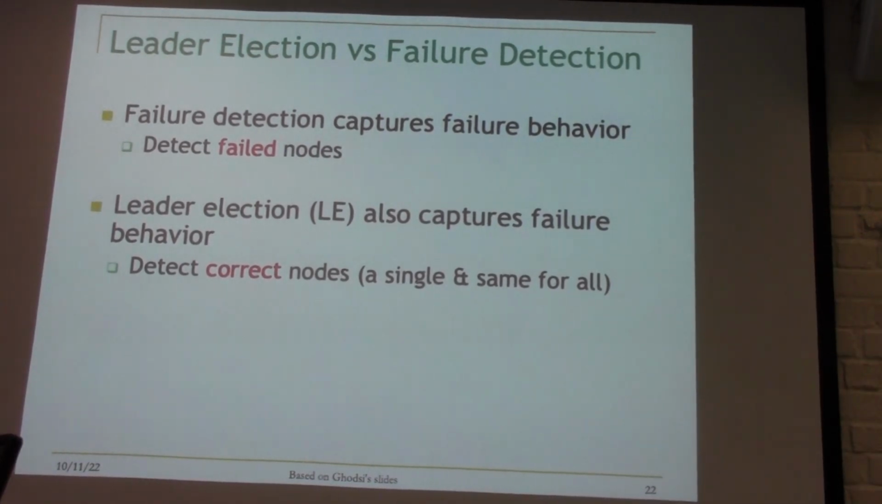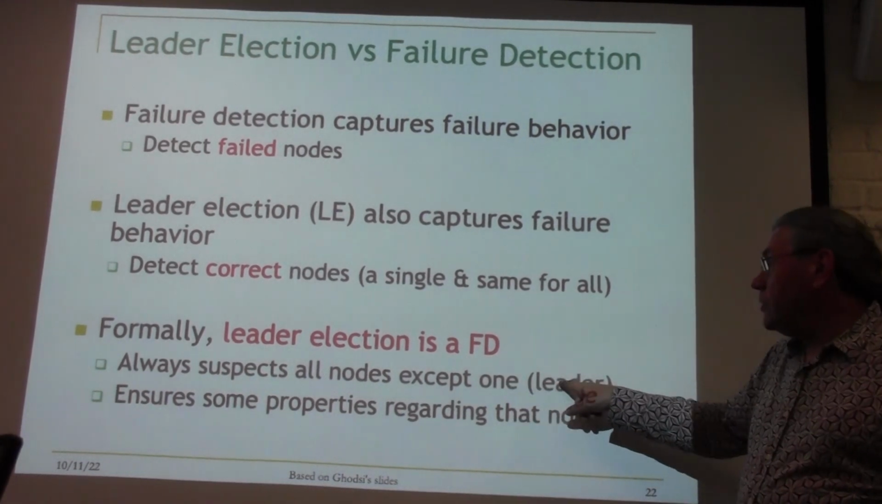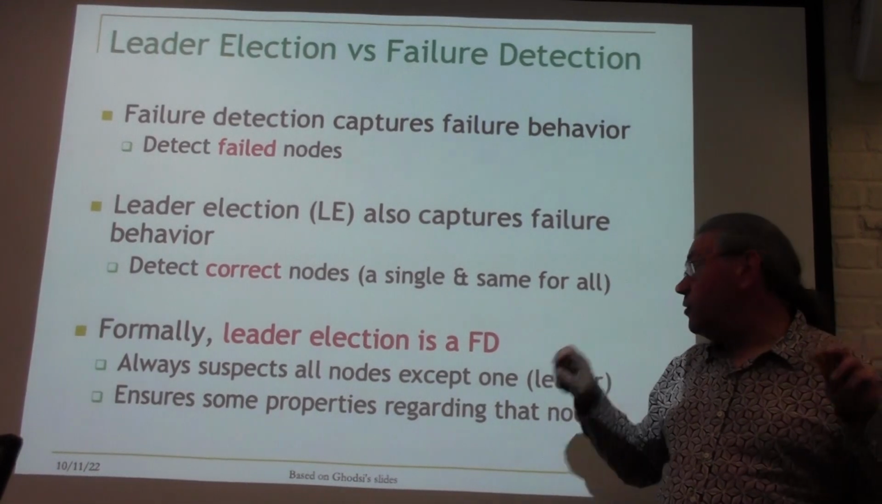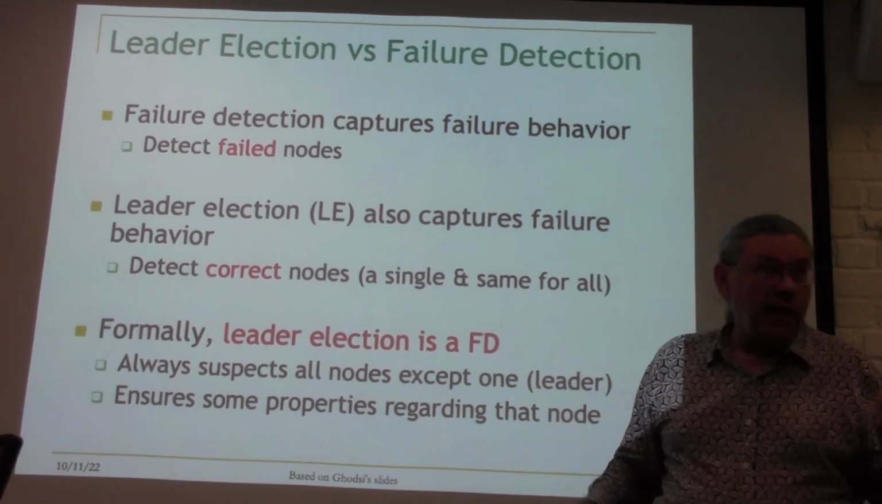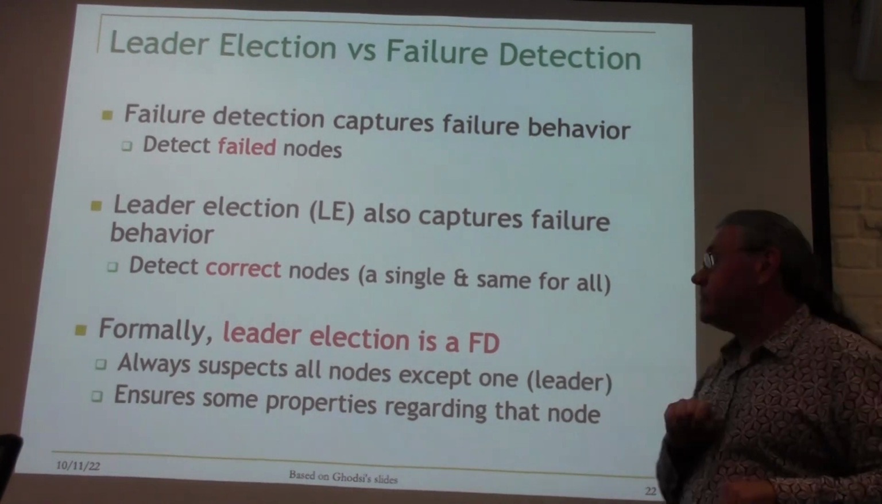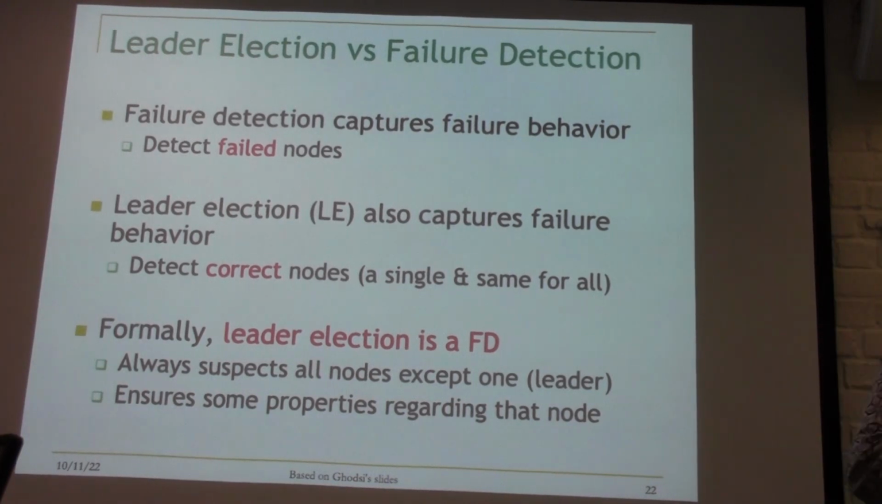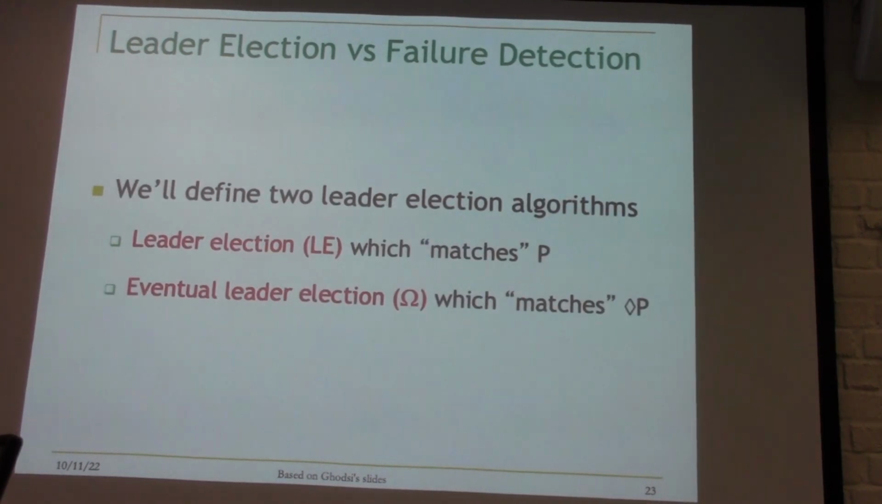And because it's important to understand these kinds of connections, okay? Leader election will always suspect all nodes except for one, the leader. It means all the other nodes are non-leaders, okay? In a failure detector, you will have failed nodes. In leader election, you'll have non-leader nodes, okay? So one node is taken as the leader, and there are some properties regarding that node. Like everybody has to have the same leader, okay? And so we're going to look at that.